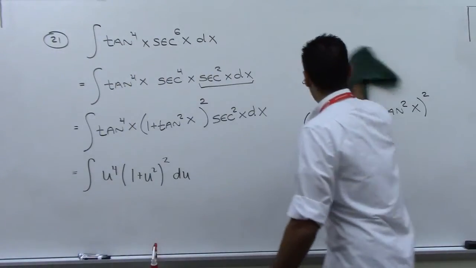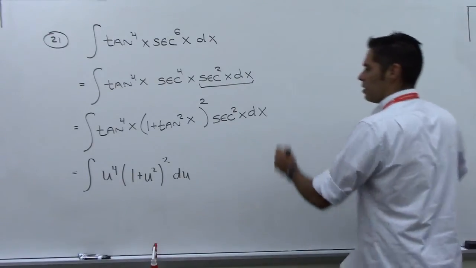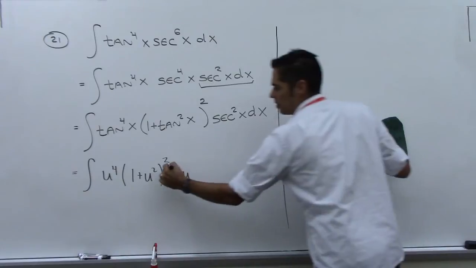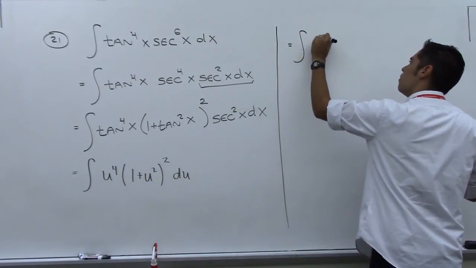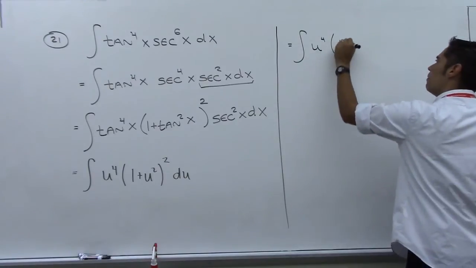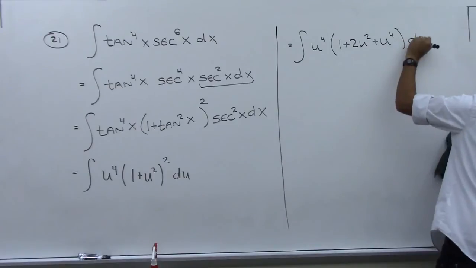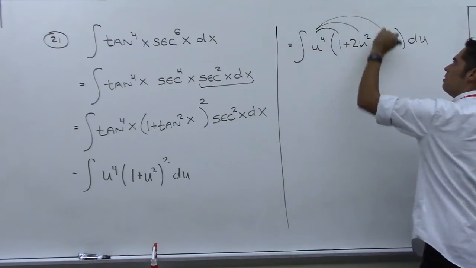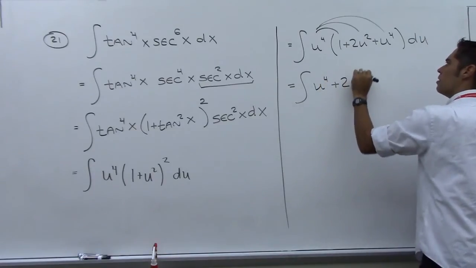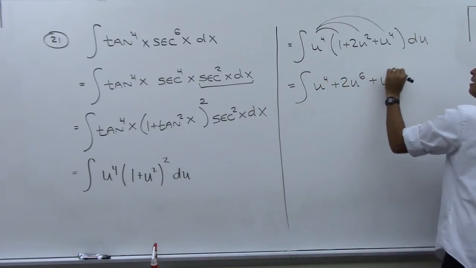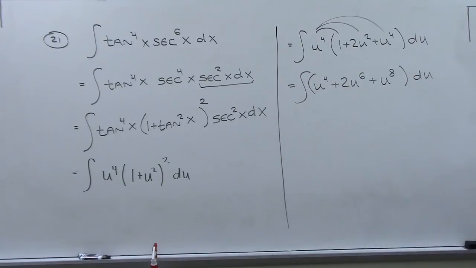And that one right there we should be able to handle because it's polynomial. So we're just going to go now and let's expand this out. Integral u to the fourth, and then we get 1 plus 2u squared plus u to the fourth. And then we distribute this through. So u to the fourth plus 2u to the sixth plus u to the eighth. And now we're there. Power rule.